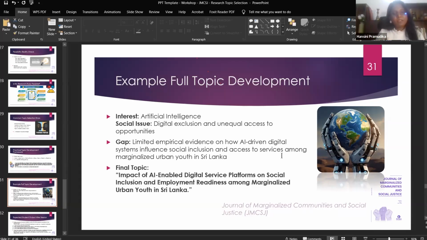And the final topic: impact of AI-enabled digital service platforms on social inclusion and employment readiness among marginalized urban youth in Sri Lanka. Likewise, you can create your platform on your own, considering the things I told you earlier, right? This is how you get your own platform to play, right? So you get the benefits and the society gets the benefit, right? And you are the person who plays on the remaining stages, right? So think about yourself and definitely about the society as well. So carefully do this, right? This is about you. Okay.